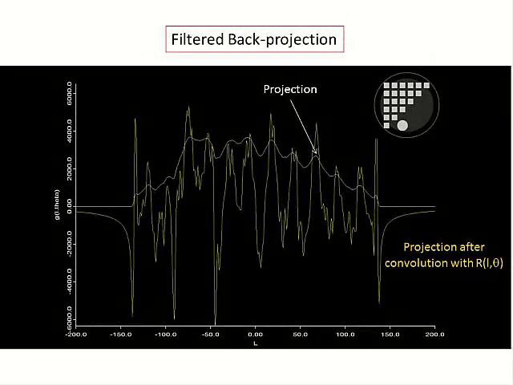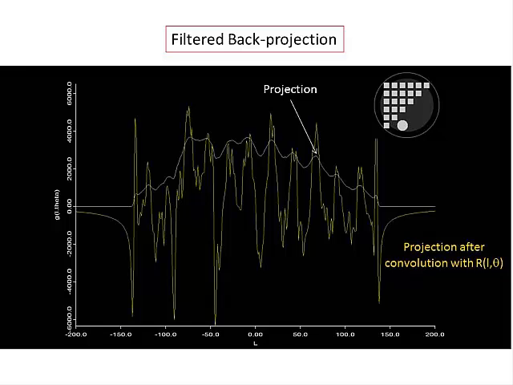This method is known as filtered back projection. This is a projection of an image shown in white and its convolution with the deblurring function shown in yellow. You can see that the deblurring tends to sharpen rapid changes in the projection.